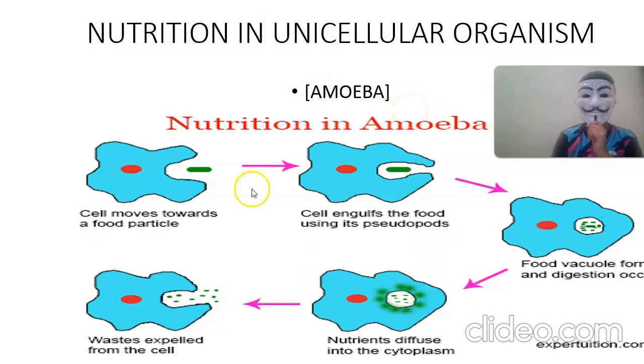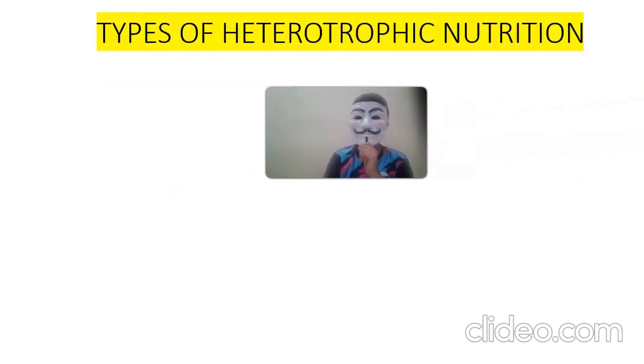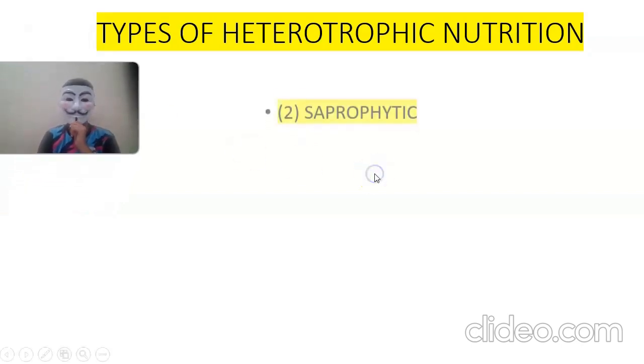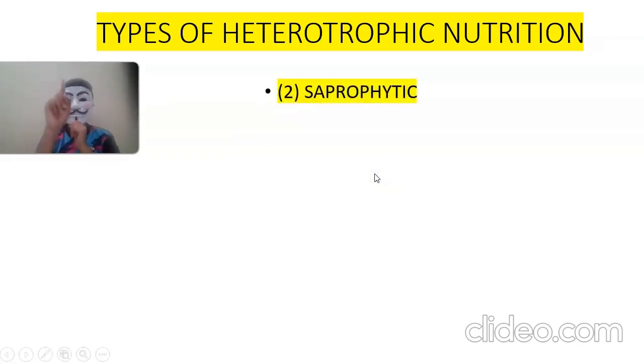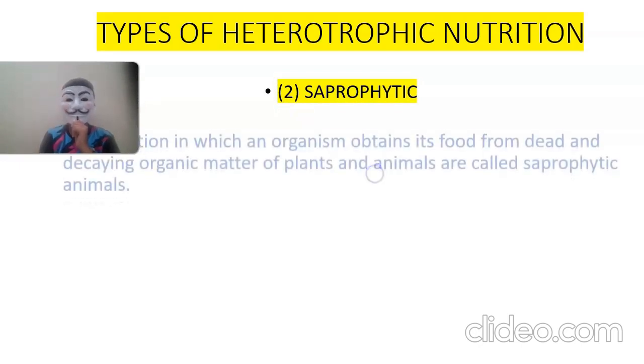Let's go ahead. So let's start today's topic: types of nutrition in heterotrophs. We all know some types of nutrition, so let's just take a look at them. First, saprophytic. We had learned holozoic in the last period.